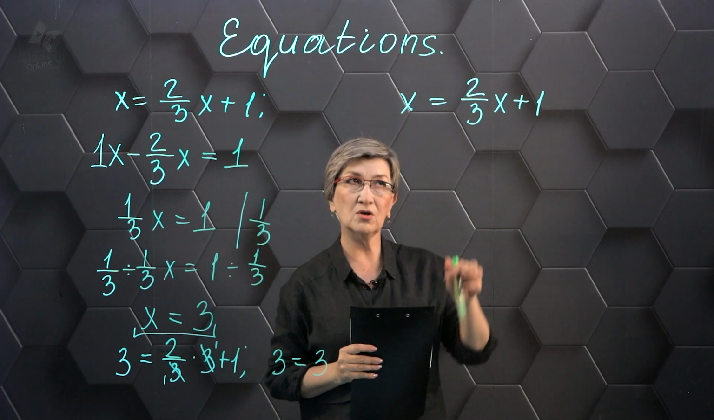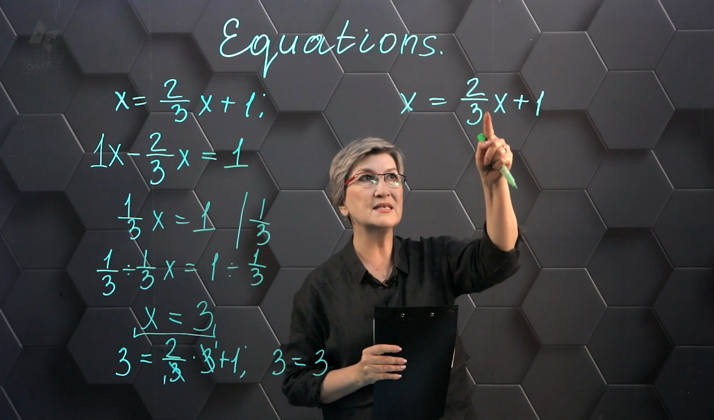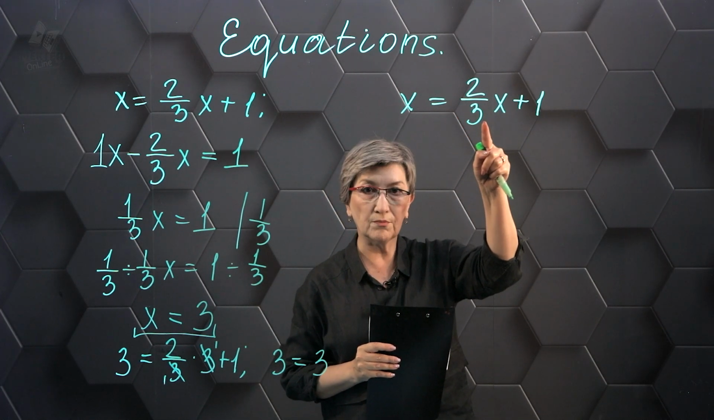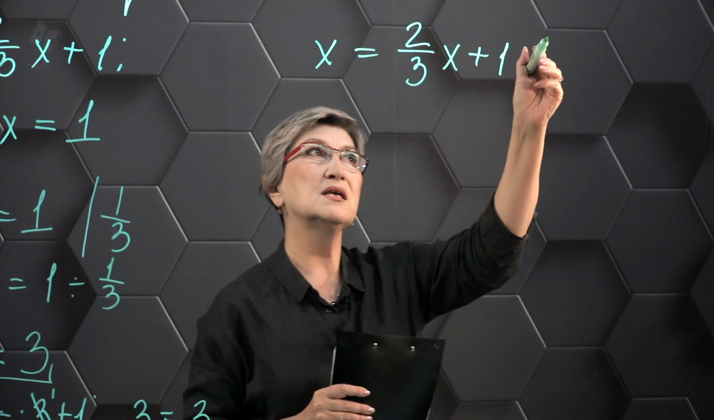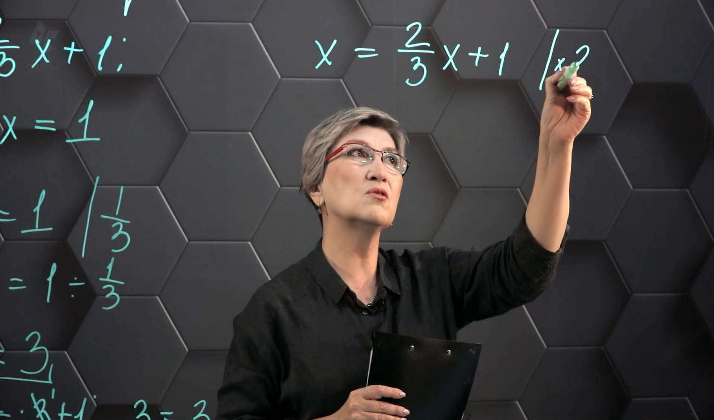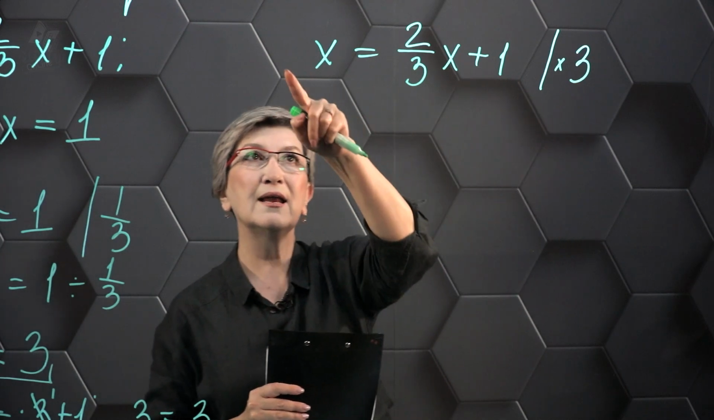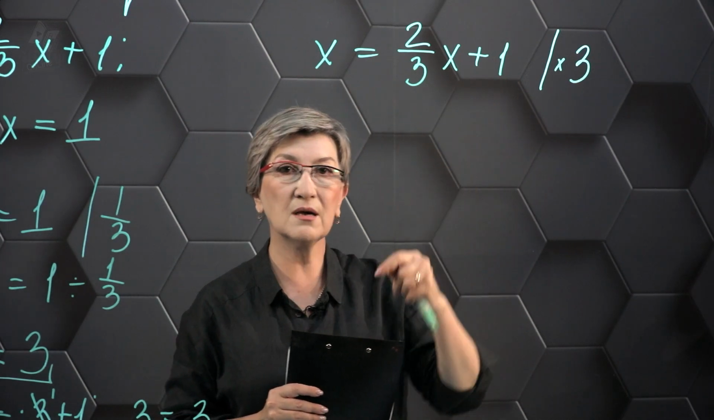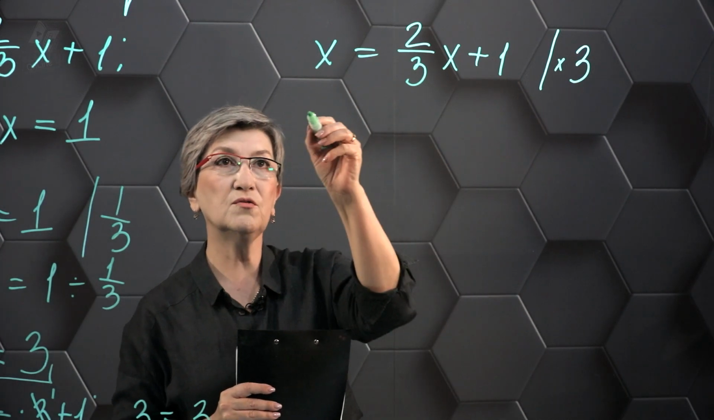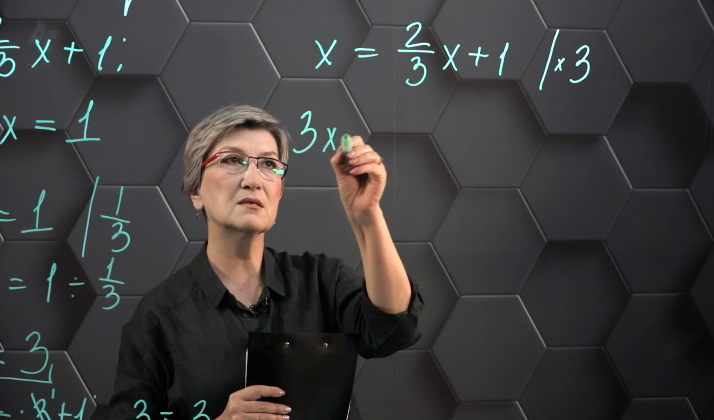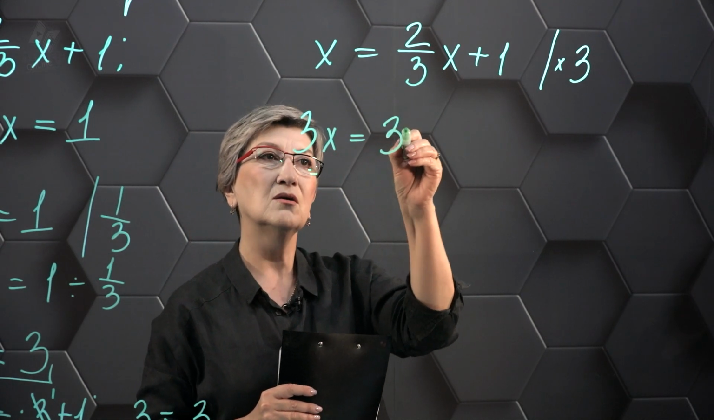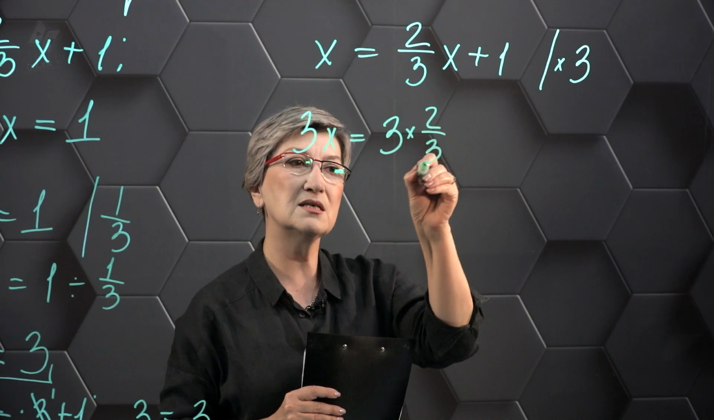Notice that we are hindered by the denominator, which is 3. To get rid of this denominator, I can multiply the whole equation by 3. I can multiply the left side and the right side by 3. What is the result? 3 times x equals 3 times 2/3 of x plus 3 times 1.